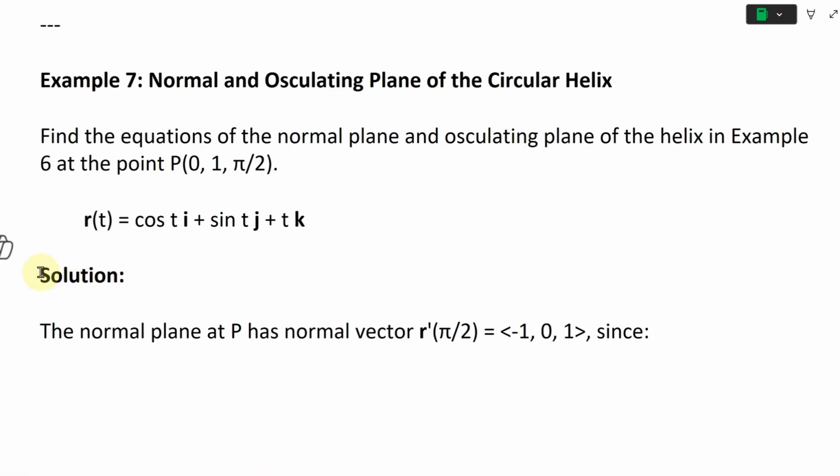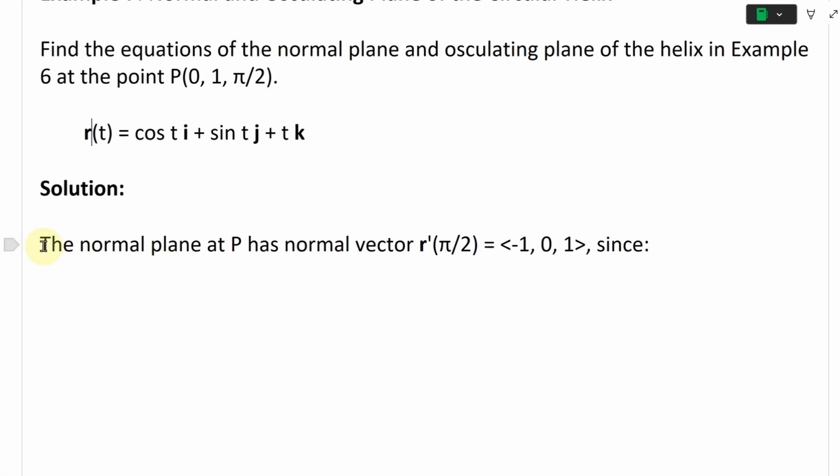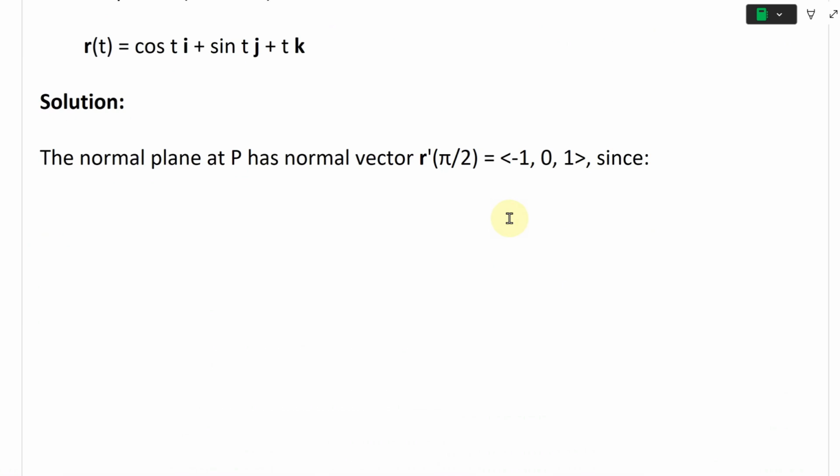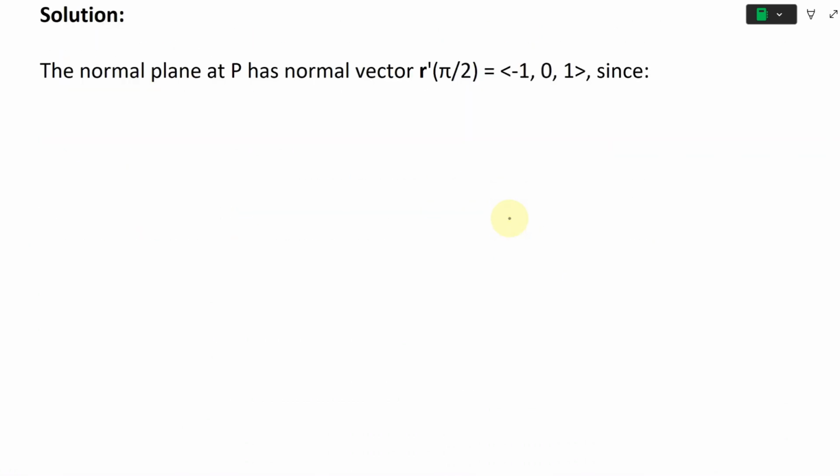All right, let's take a look at the solution. The normal plane at P has normal vector r prime of pi over 2, and this equals negative 1, 0, 1. The calculus book just writes this and doesn't explain why, but I'll do the rest of it. Let's say the curve is like this. It goes over here, and here's the point P. So this is point P, and there's our curve C, like this.